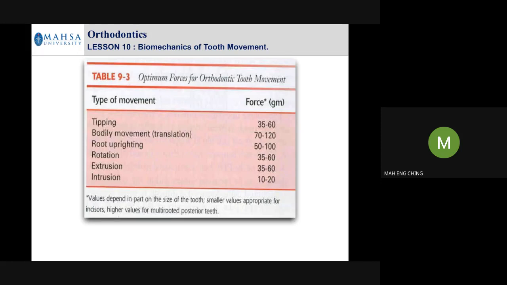So you see for all the tooth movements, intrusion uses the lightest force, which is 10 to 20 milligrams. Then tipping, rotation, extrusion, all use about 35 to 60 milligrams. Root uprighting, 50 to 100. And the heaviest force you use is about 70 to 120, which is bodily movement. That's why I said just now, we seldom use more than 100 milligrams of force to move the teeth.